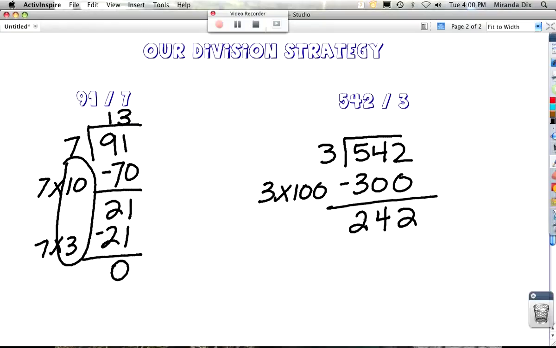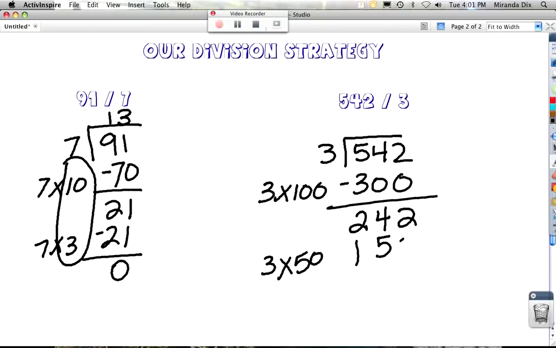I can't subtract another 100 groups of 3, but I might be able to subtract maybe 50 groups of 3 or 60 groups of 3. If I were a student right now, I probably wouldn't be able to think so many steps down the line. That wouldn't be the first thing that comes to mind. So I'm just going to say, well, I got 100 groups of 3, let's try 50. So when I do this, I'm thinking, what's 3 times 5? It's 15, and then I'm going to add the 0 on at the end.